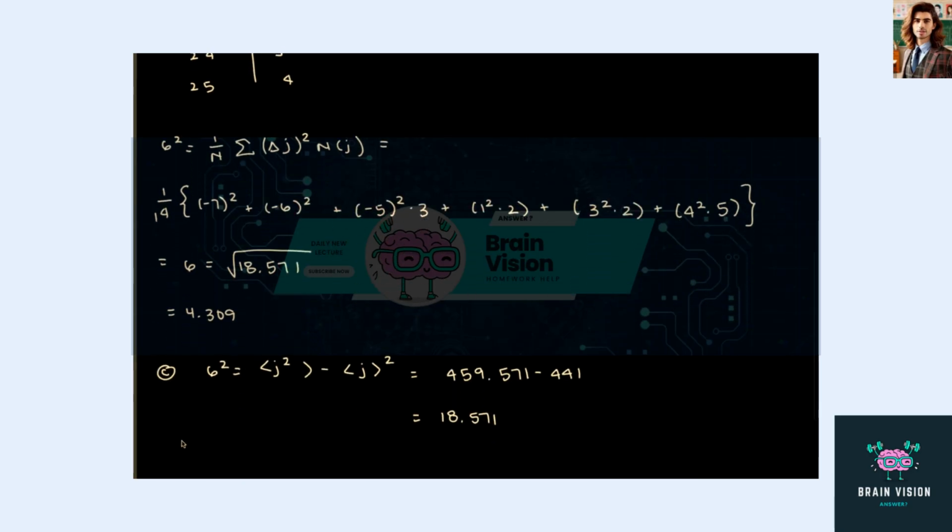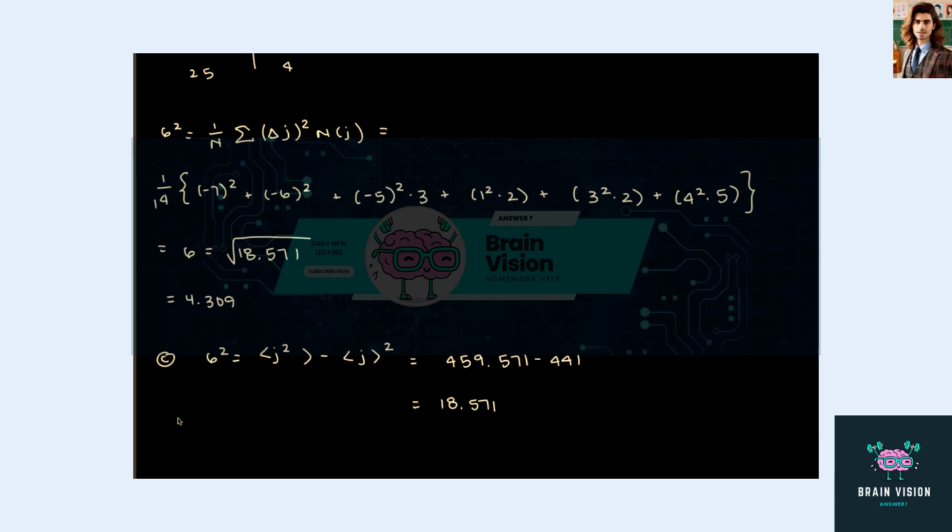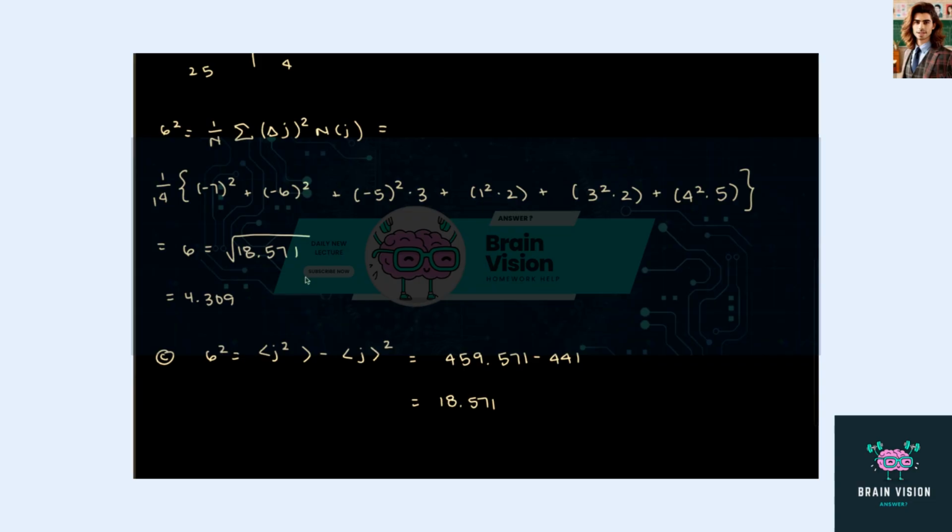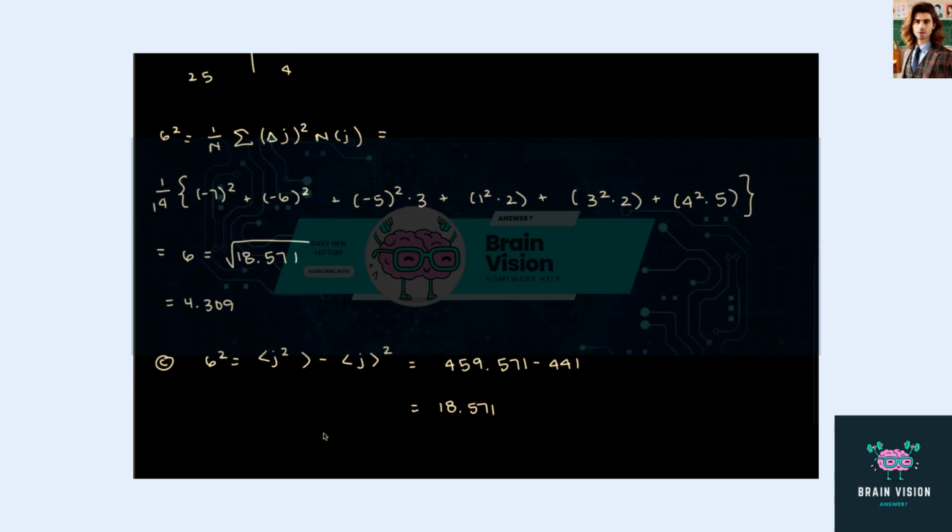And now for part C, we have to verify that what we've done is correct. Well, we know that sigma squared is going to be equal to our average of j squared minus the average of j, squared. Well, what we're going to do is take 459.571, that was our calculation from part A, minus 441, and we'll get 18.571. So we can see that this correlates with what we found in part B using our standard deviation. So what we've done is correct. And that is the answer to each of the parts of the problem.